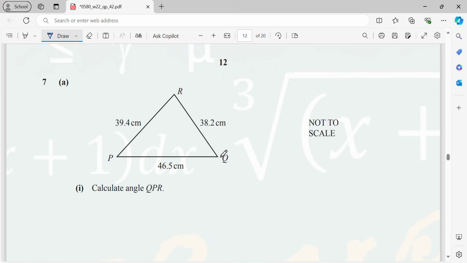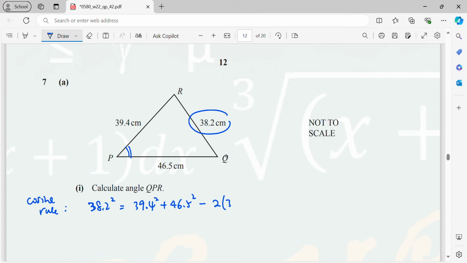Okay, question 7. Given the triangle, find the angle QPR. So now here, to find the angle QPR, it means that we need to apply the cosine rule, because you are given 3 sides. So cosine rule: since the opposite side is 38.2, 38.2 squared equals 39.4 squared plus 46.5 squared minus 2 times 39.4 times 46.5 cos angle QPR.